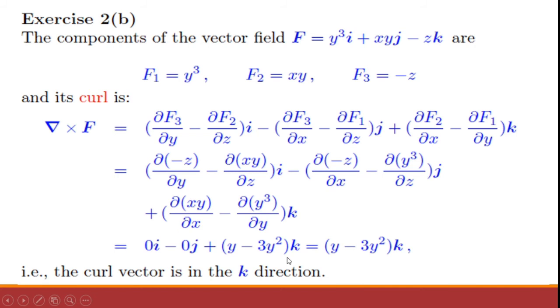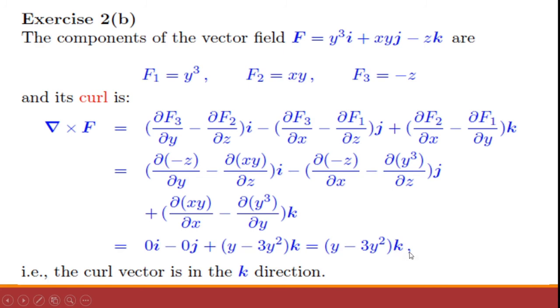The components of the vector, next question. If you move on, F is equal to y cube i plus xy j minus z k, and we find the curl by taking the determinant. Finally, when we see the solution, at least one of its components should be a unit vector, that is either i, j or k. So if you observe over here, we have got the solution in terms of k.